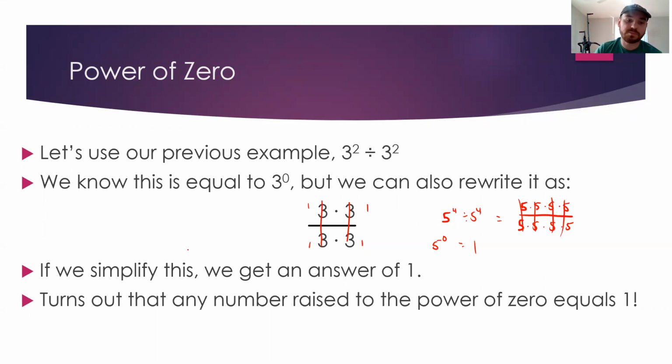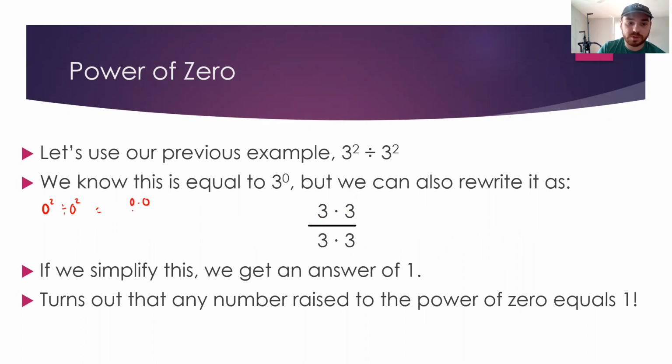There is one exception, and that is 0. So 0 to the power of 0 is actually undefined. And the reason for this is the exact same reason we were just talking about here. So let's say we had 0 squared divided by 0 squared. This would be equal to 0 times 0 over 0 times 0. And when you have 0 on the denominator of a fraction, that's a problem. You can't divide by 0.